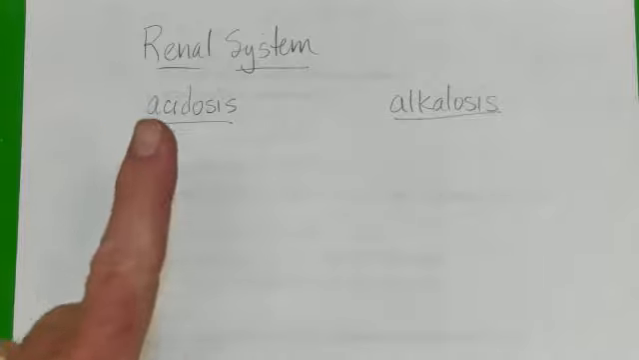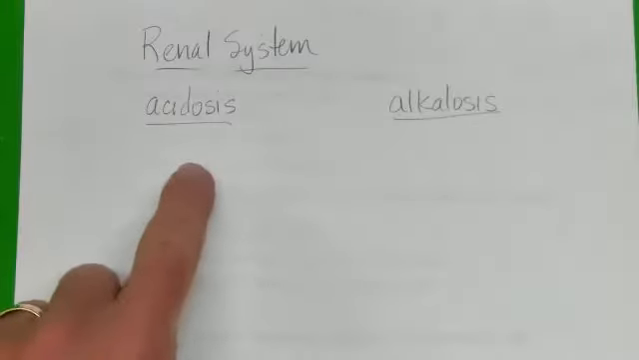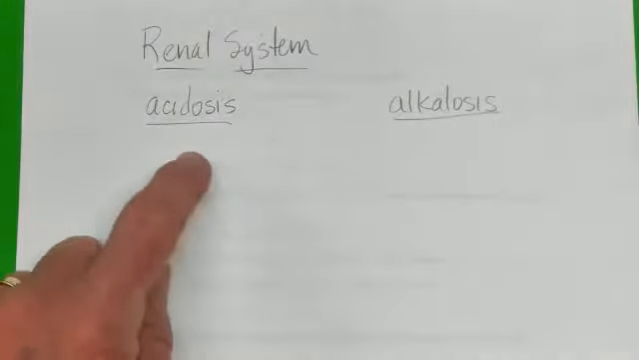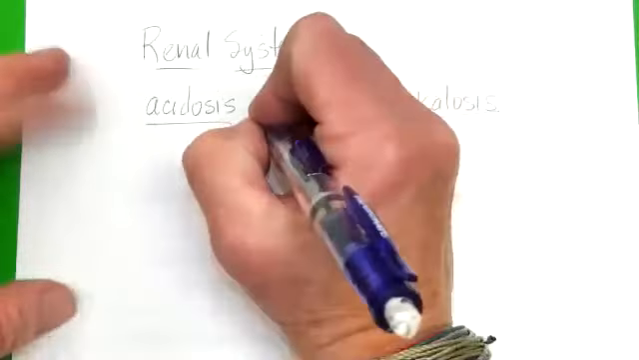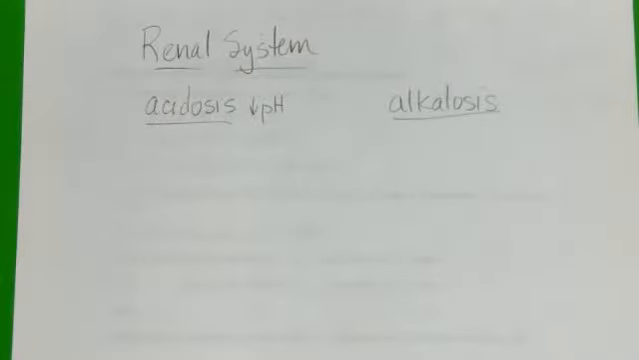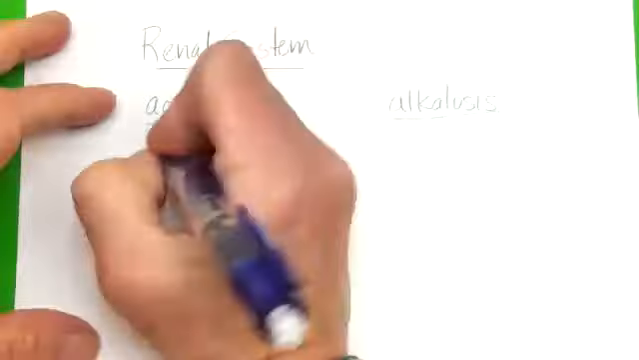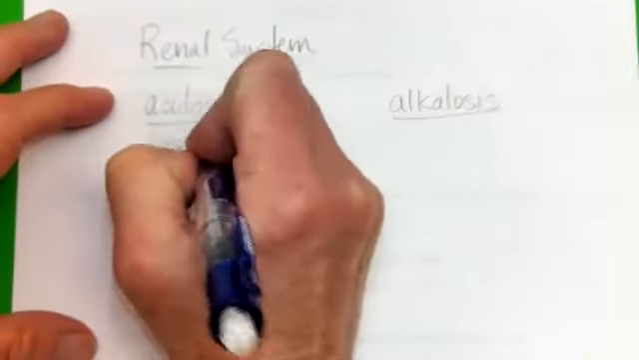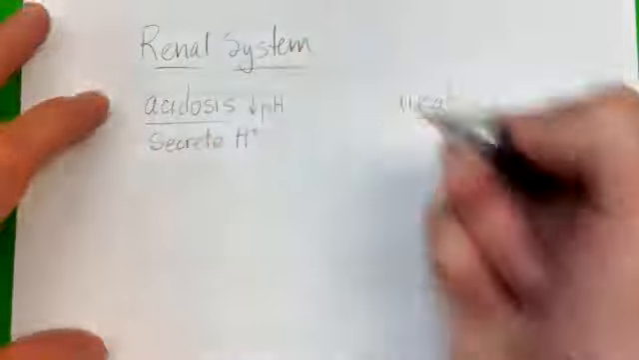Okay, so acidosis, alkalosis. So we know with acidosis our pH is too low. So really, what do you want to do? What would be the best thing to correct for acidosis? Elimination. Of? Hydrogen. Yay, yep. So how are we going to eliminate it? We are going to secrete hydrogen ions.